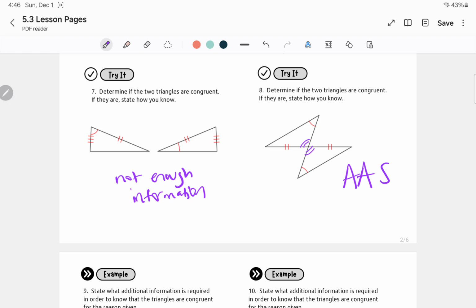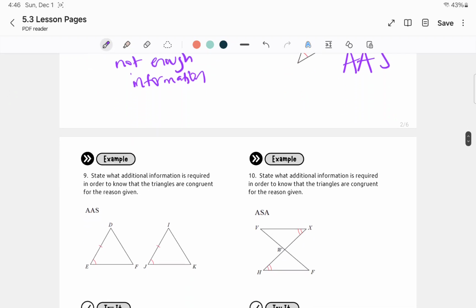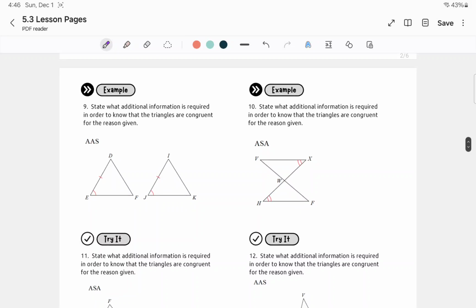All right. So now we're going to go into, just like last time, the additional information required. And let me clarify something now that we have done the last lesson. It says additional information, so you have to state what's not already marked, right? They're going to give us 2 of the 3, and they just want to know what's that third piece of information we would need in order to say that this is angle, angle, side, or angle, side, angle.